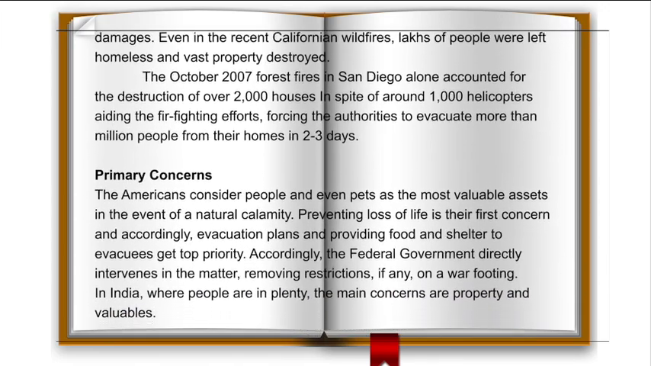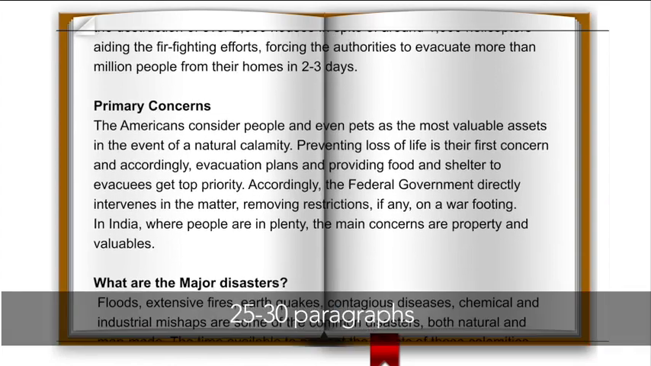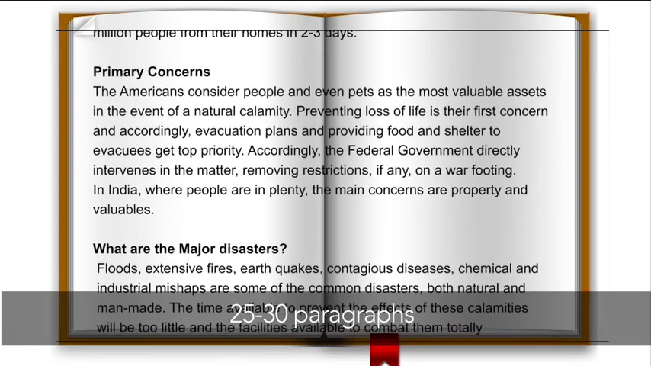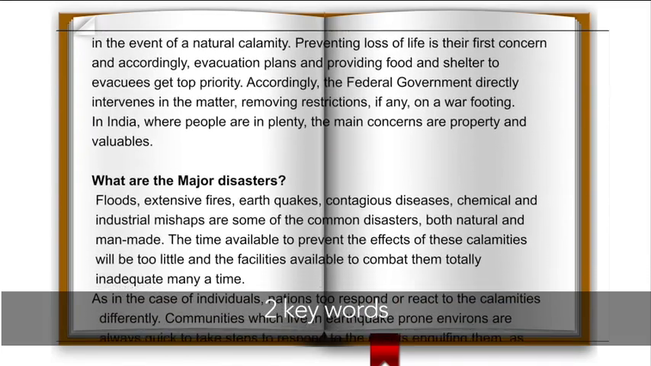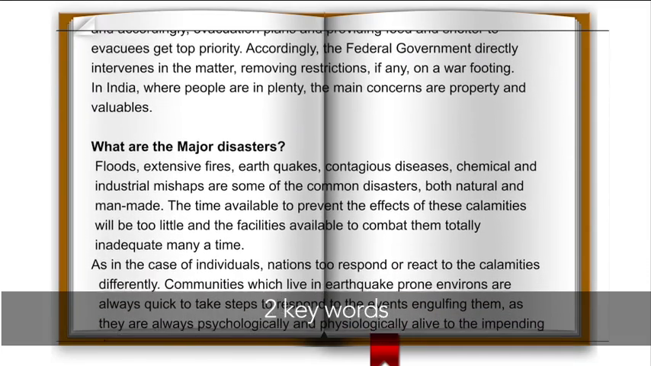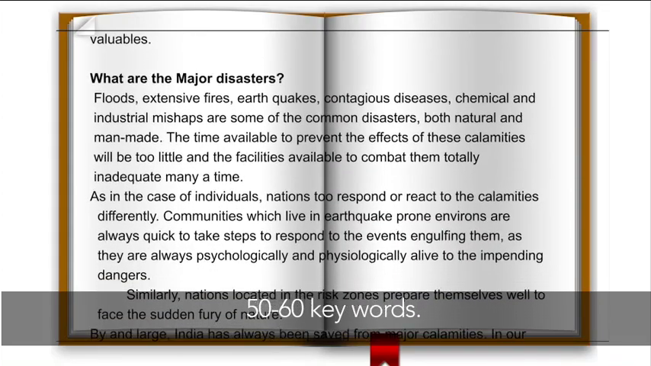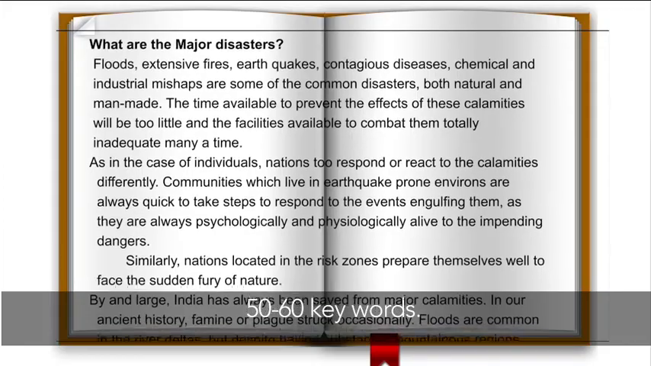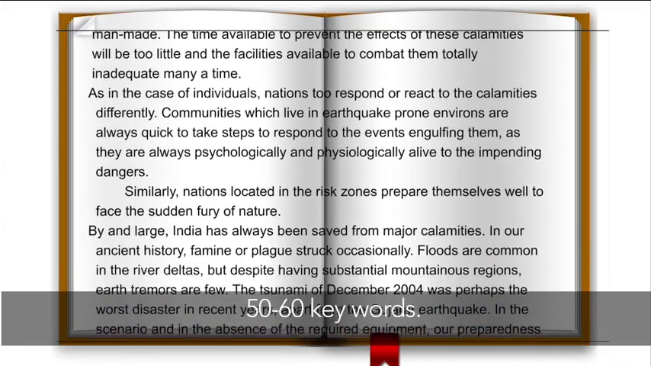Now ask yourself, how many paragraphs will be there in each lesson? Hardly about 25 to 30 paragraphs, isn't it? If you consider two keywords for each paragraph, it comes down to about 50 to 60 keywords. Use linking method and you can easily remember these 50 to 60 words, which will in turn help you remember the whole lesson.